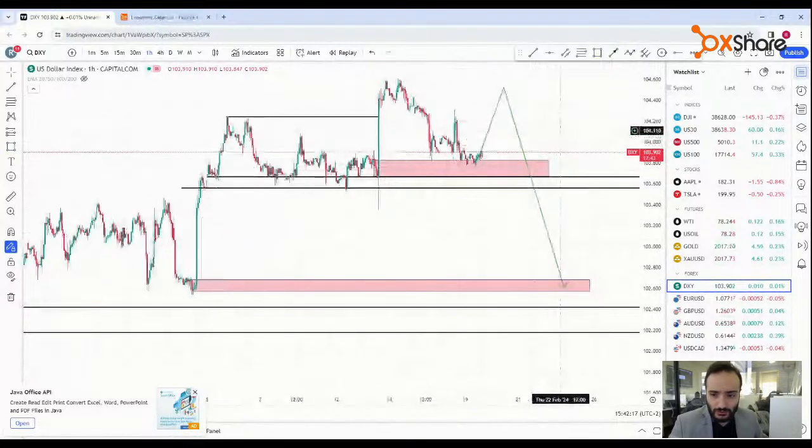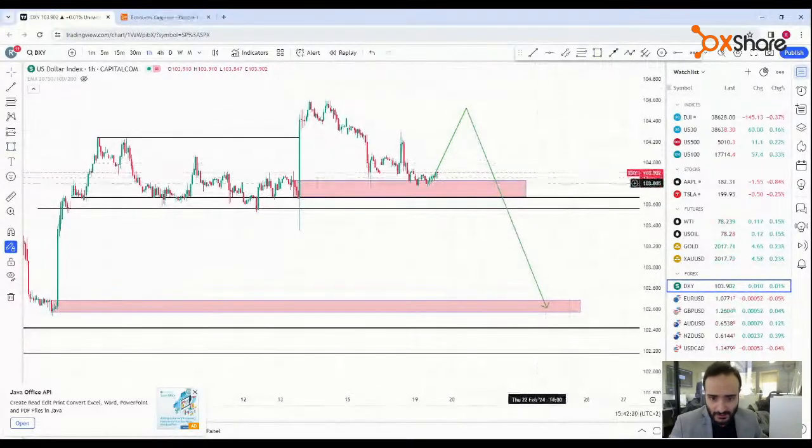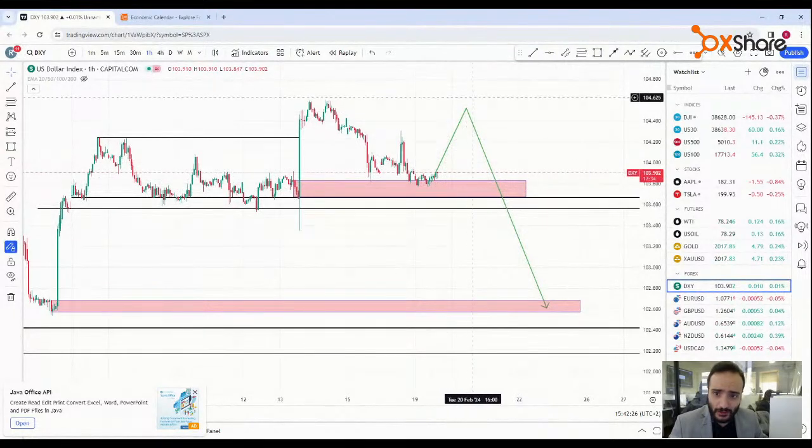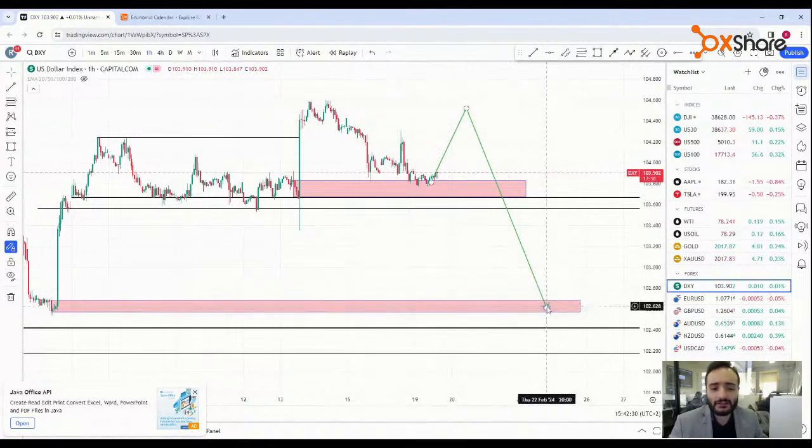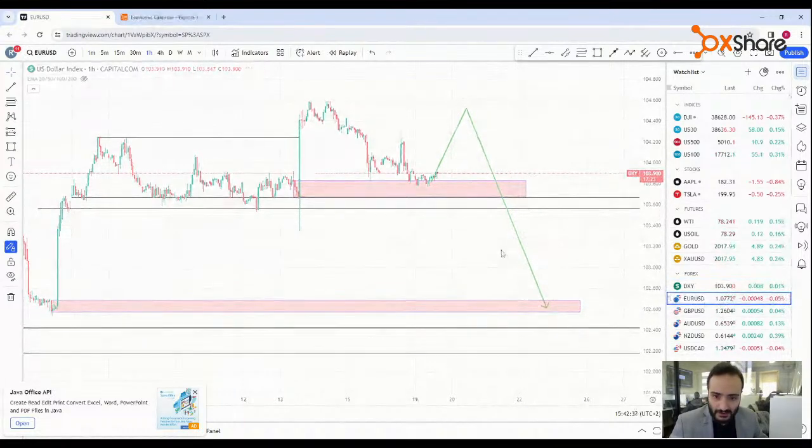It's very important over here to see what the price action is and trade off of it. Respecting this area will give us a push to the upside, and these rejection areas could lead us back to the downside, targeting these supply zones at the 102.6 levels. So we go to the EUR/USD.